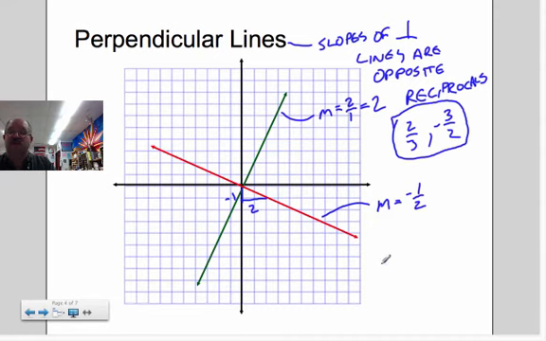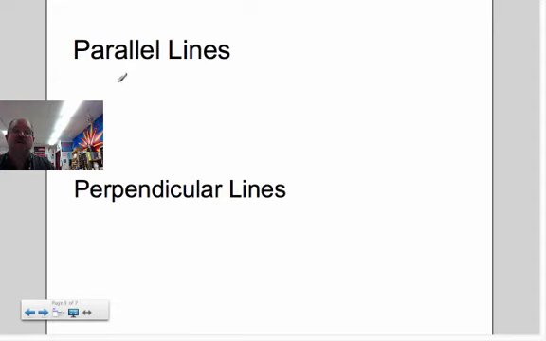If one of them was 5, the other one would be negative 1/5, because we put the little 1 under there. So those are another pair of opposite reciprocals. Perpendicular lines, opposite reciprocals. Okay, let's summarize.